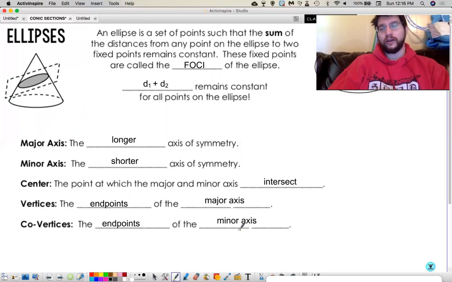Do I need you to know exactly what these vocab words mean? No, I just need you to be able to graph it for now. We'll talk about the algebra next week. This week, we're just going to do graphing.